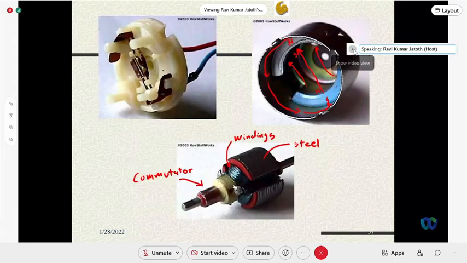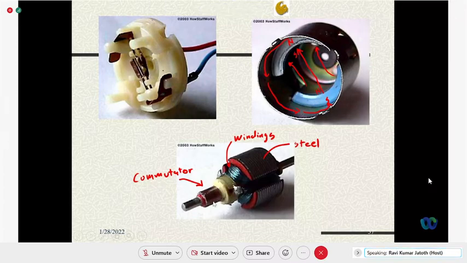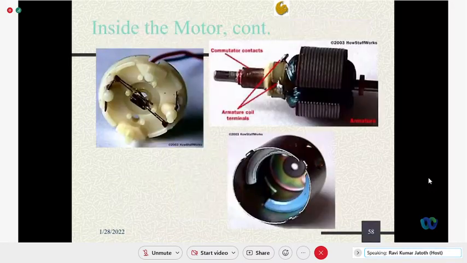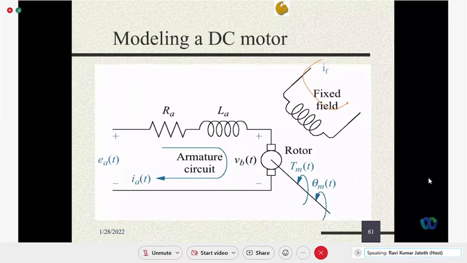Right, so now this is a motor, and if you try to see, this looks like a stator. This is replaced with a permanent magnet, and this is the rotor. And then this is the commutator, which continuously changes the polarity. The winding and all we tried to understand in the last class.